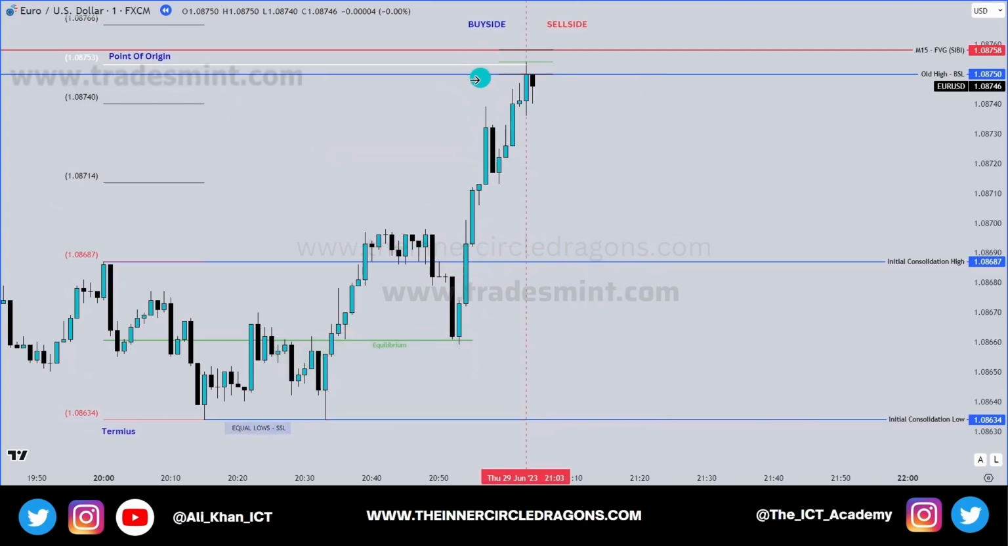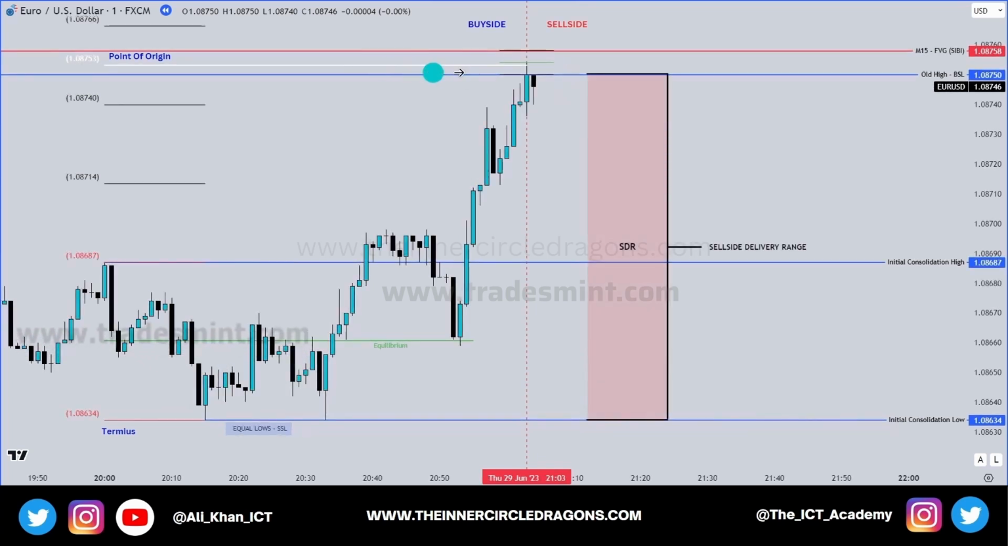Since our buy program is now completed and we expect a change in state of delivery for a sell program to commence, we now wait for confirmation. If you wanted to take a turtle soup above this old high and into the consequent encroachment of the remainder of that sell side imbalance on the 15-minute time frame, which also had confluence with our 1.8053 level, that would be perfectly acceptable. But if you want to wait for further confirmation, then you are waiting either for a structure break or a change in state of delivery. Our terminus has now become our point of origin, and our point of origin has now become our initial terminus.